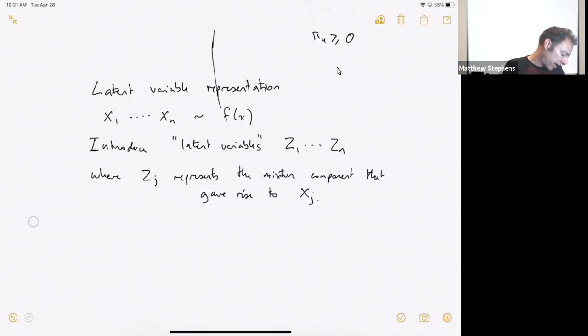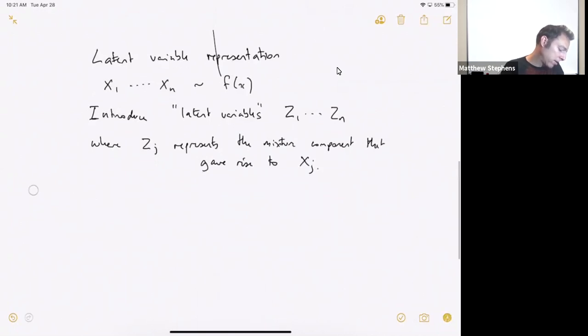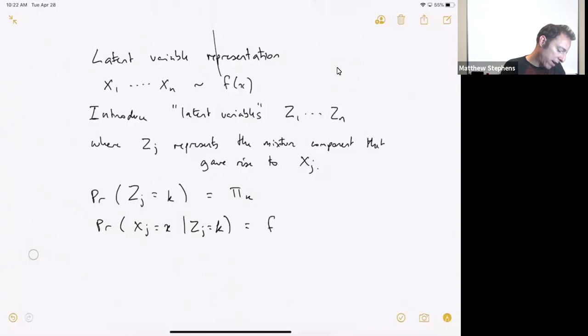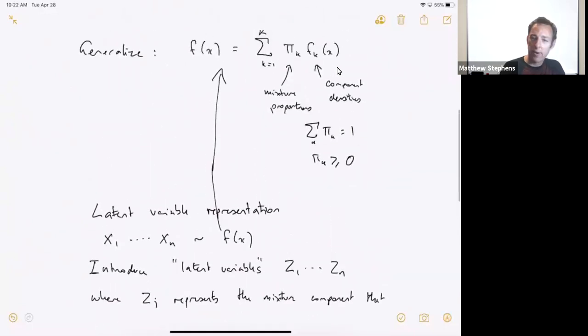So what do I mean by that? I mean that the probability that Zj equals K is equal to pi K, and the probability that Xj is equal to X given that Zj equals K is equal to Fk of X. Remember, Fk here were the component densities.